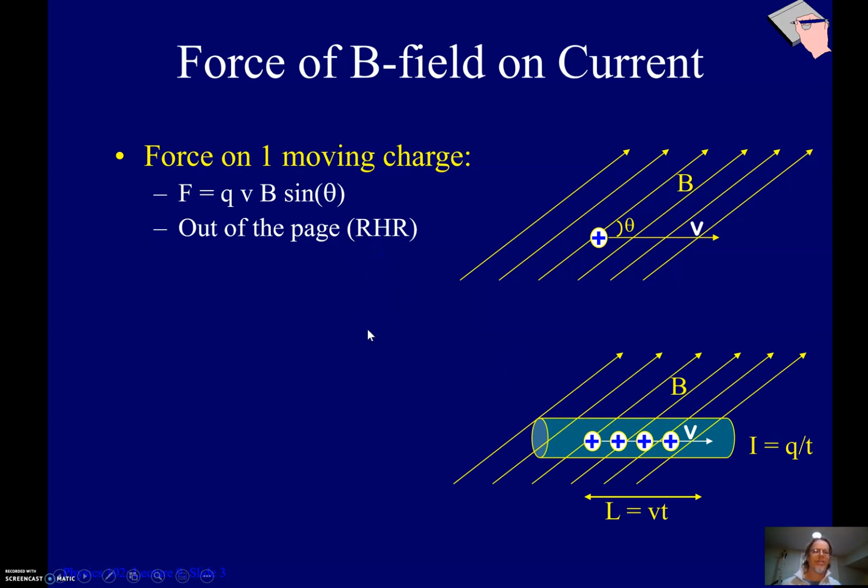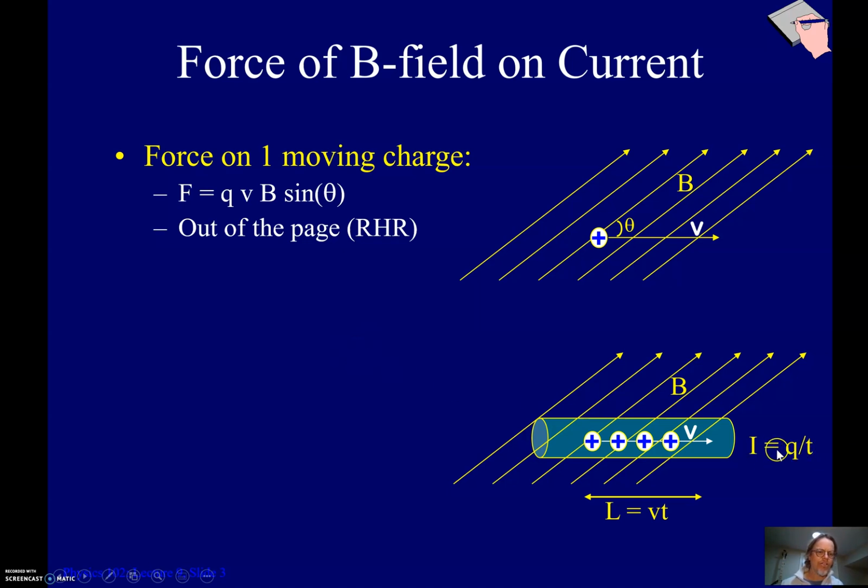Now, what if instead of a charged particle, it's actually the flow of current? So now you have the flow of current going in that direction. The field's in the same direction. What's the force on that wire? It's actually in the same direction. It doesn't matter if it's a charged particle or a whole wire, the force is going to be in the exact same direction on that thing.